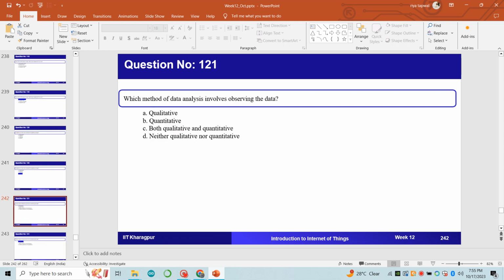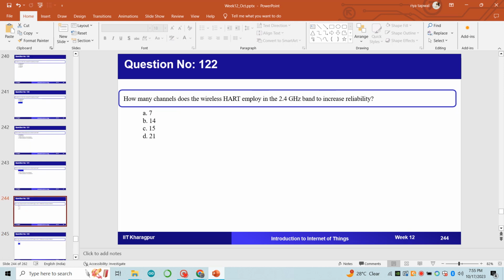Next question is, which method of data analysis involves observing the data? Options are qualitative, quantitative, both qualitative and quantitative, neither qualitative nor quantitative. Ma'am, qualitative. Yes, it's qualitative.